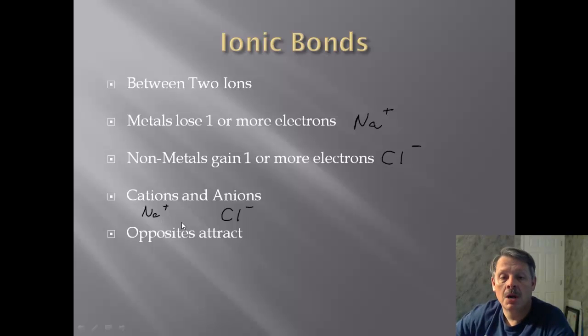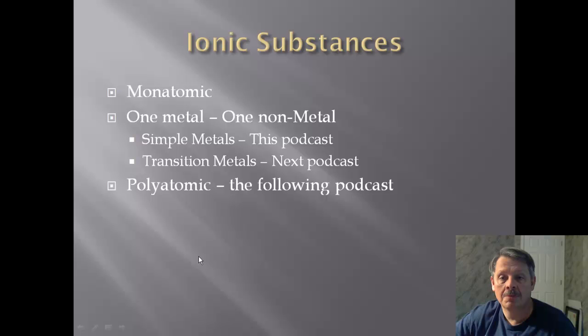And because one is positive and one is negative, these two are going to attract each other, because sodium has completely lost its electron and chlorine has completely gained it. And these things create these crystals that we showed in a previous podcast for ionic bonds. You need to remember that.